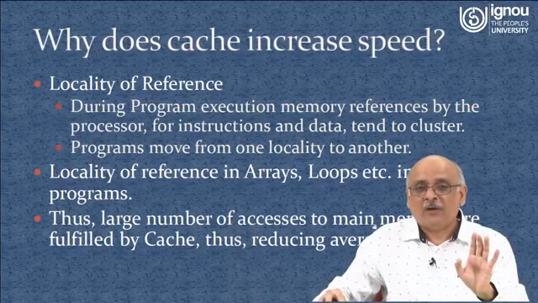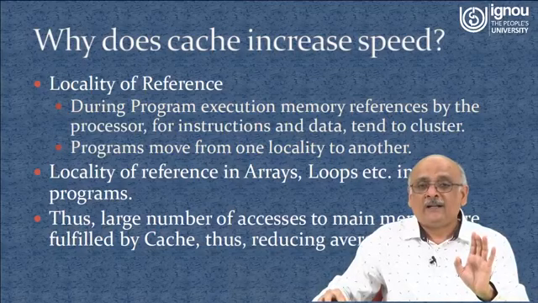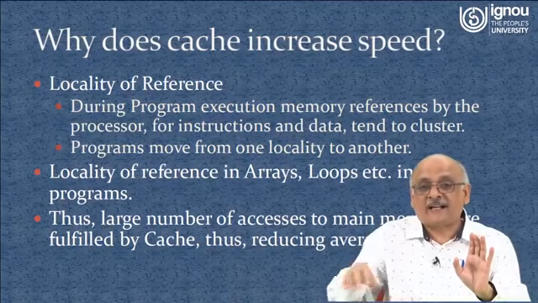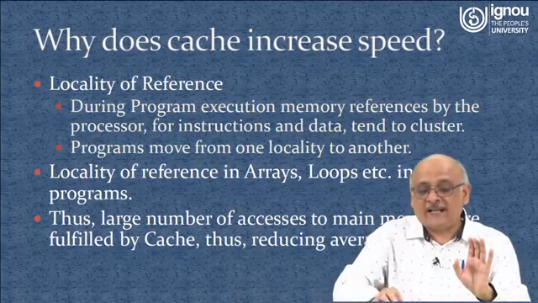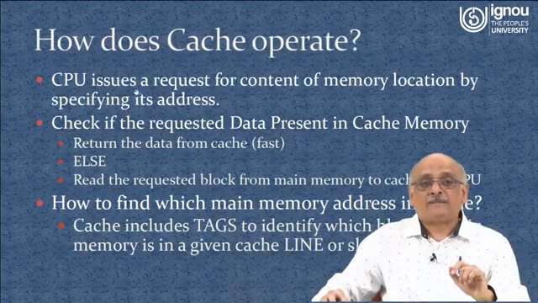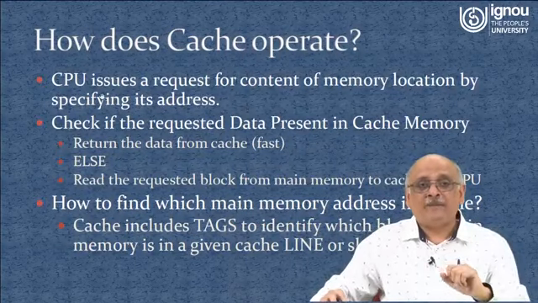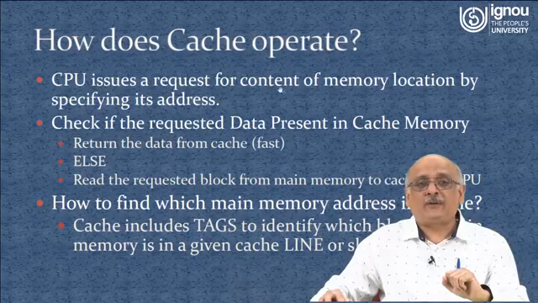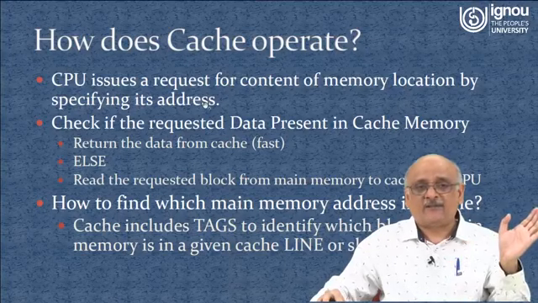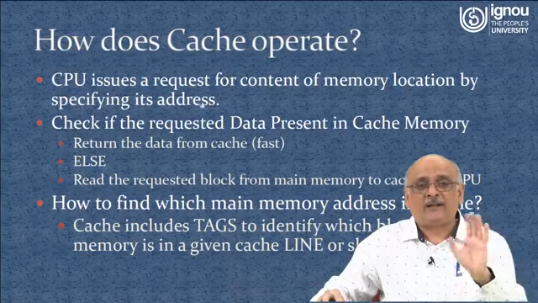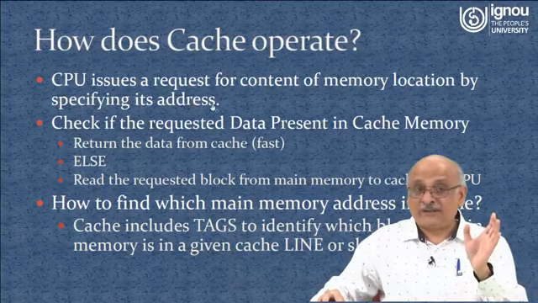So that's how overall we are going to effectively enhance the overall speed of access, in that sense reducing average access time. Okay, how does it operate? I think this will answer your query. The CPU issues a request for the content of a memory location by specifying its address, and the addresses, as we saw in the two chips which we discussed.